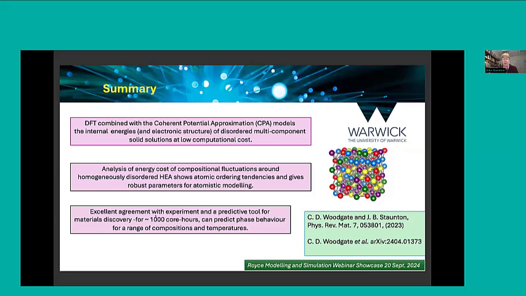So, for example, for a modest computational cost these days for high-performance computing, we can predict some phase behavior for a range of compositions and temperatures. The publication on the refractories is listed here, and some further work listed below it.